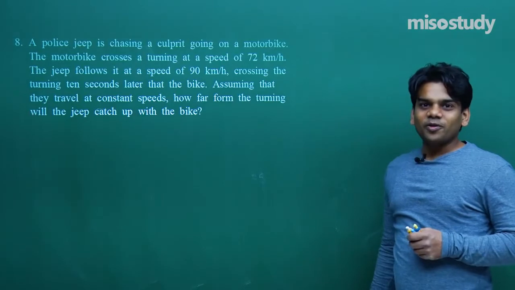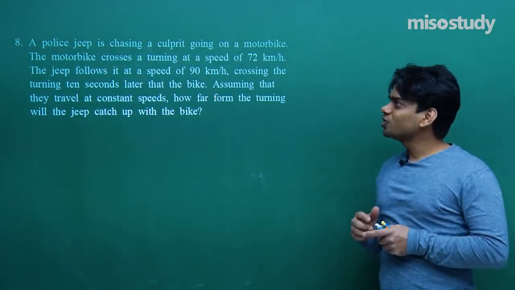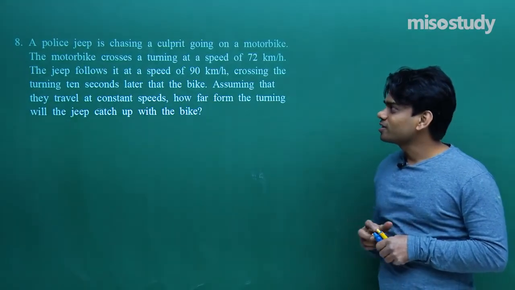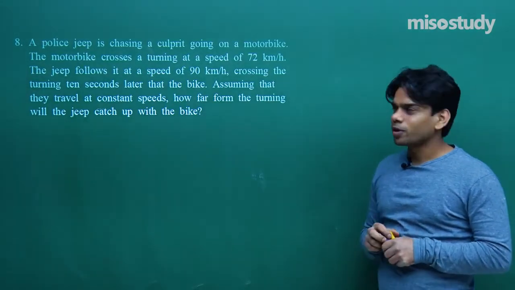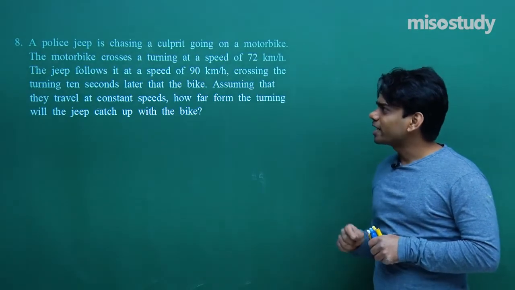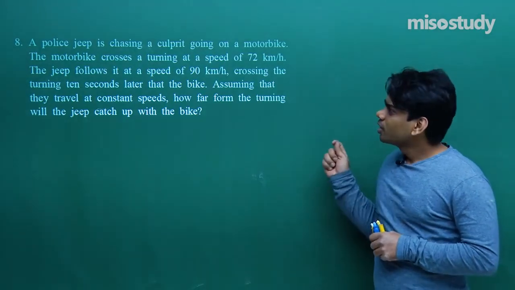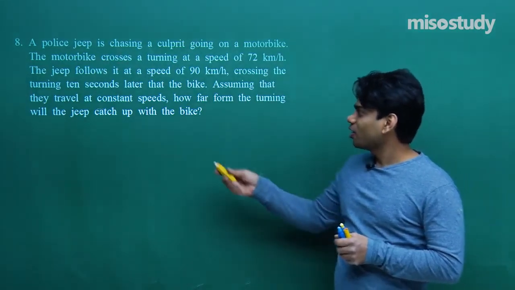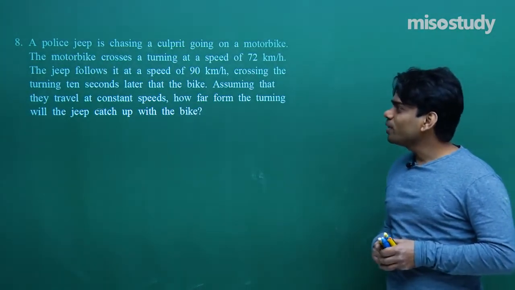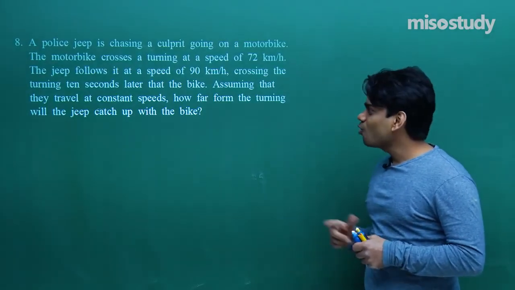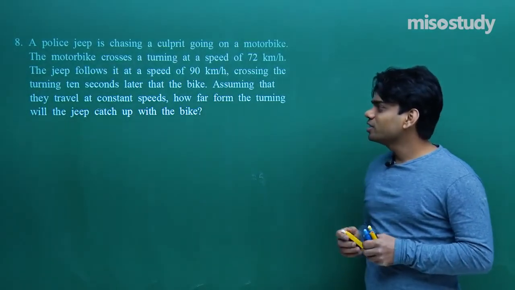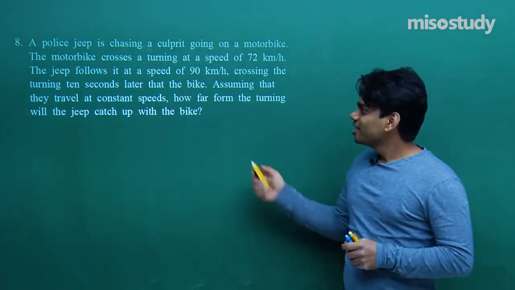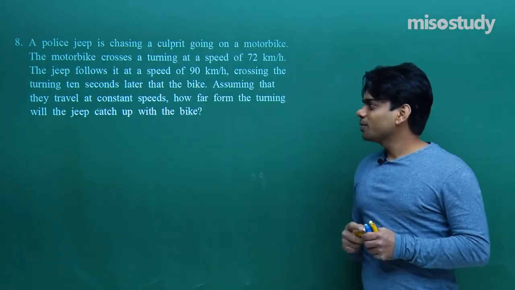This question, let's see how we're going to do it. A police jeep is chasing a culprit going on a motorbike. The motorbike crosses a turning at a speed of 72 km per hour. The jeep follows it at a speed of 90 km per hour, crossing the turning 10 seconds later than the bike. Assuming that they travel at constant speeds, how far from the turning will the jeep catch up with the bike? Don't worry about all these small things.